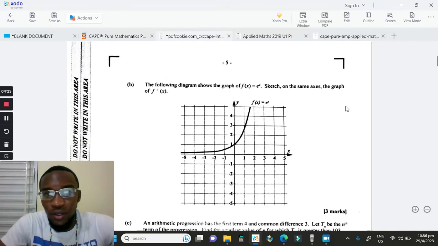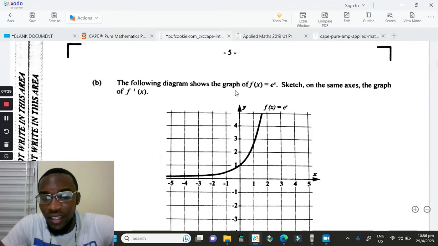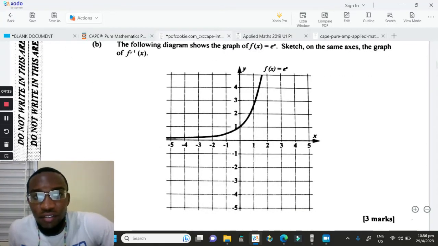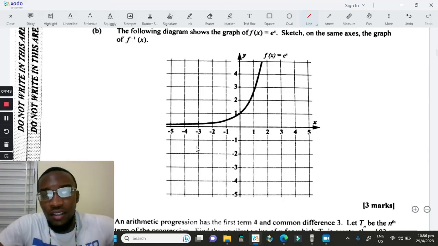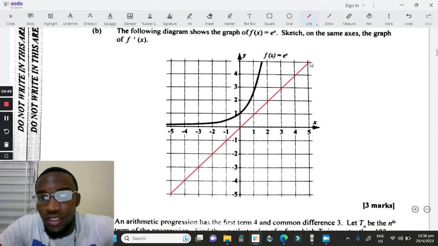Now this part. It says the following diagram shows f of x equal e to the x, and it says sketch on the same axis the graph of f inverse. Remember, the inverse is a reflection in the line y equal to x. I love to draw my line y equal to x. This shows them that I fully understand what I'm doing.